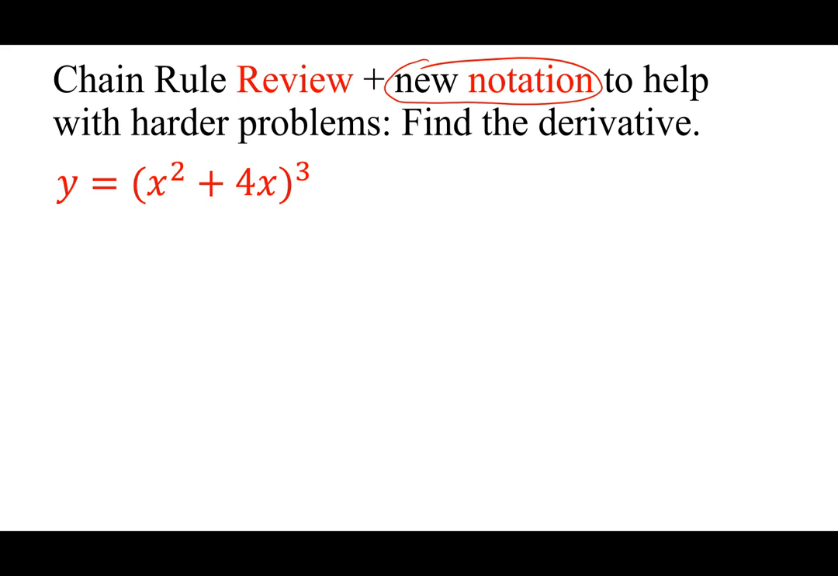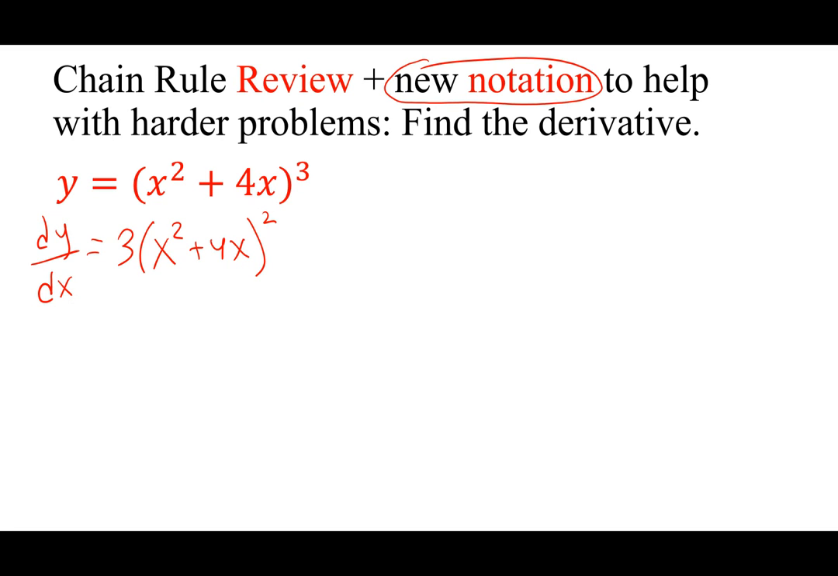So here's our first problem of the day. And again, you're trying to use the chain rule to take the derivative. As we take a look here, it doesn't look like there's any rewriting that we have to do. So we're going to go ahead and jump in. We're going to take the derivative of y, using Leibniz notation. So we're going to say dy dx is equal to, according to the chain rule, we're going to bring down the 3. Then we're going to take the entire quantity, x squared plus 4x, to the 1 less power, which would be squared.